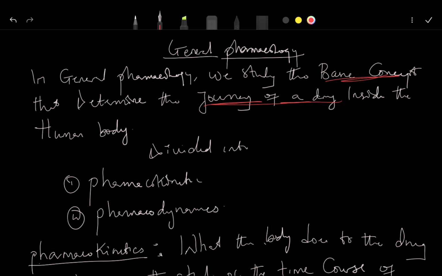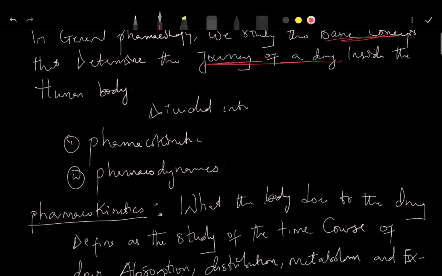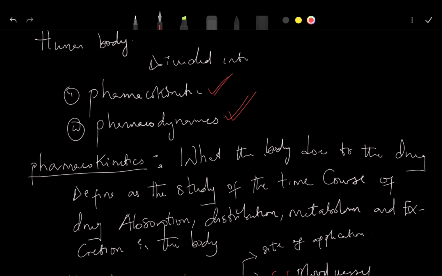It is basically divided into two major parts: pharmacokinetics and pharmacodynamics. Although we also have some other parts, which are pharmacogenomics and pharmacogenetics. Those are also minor parts of it. But the main parts of general pharmacology are pharmacokinetics and pharmacodynamics. Now, let's start with pharmacokinetics.